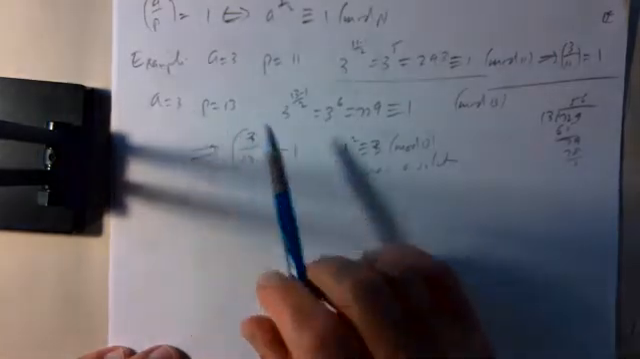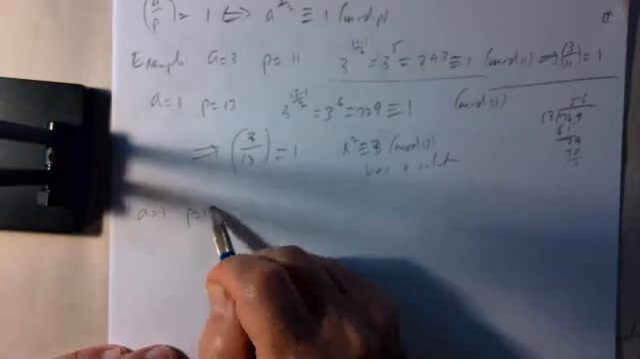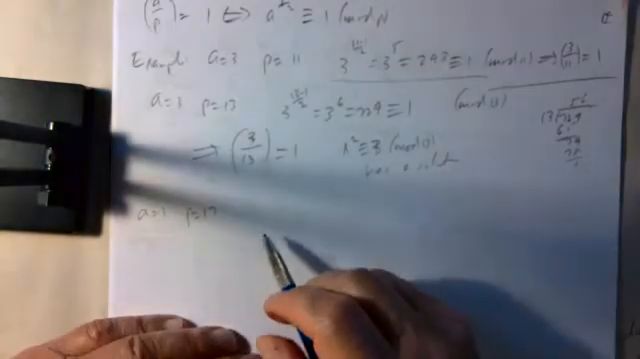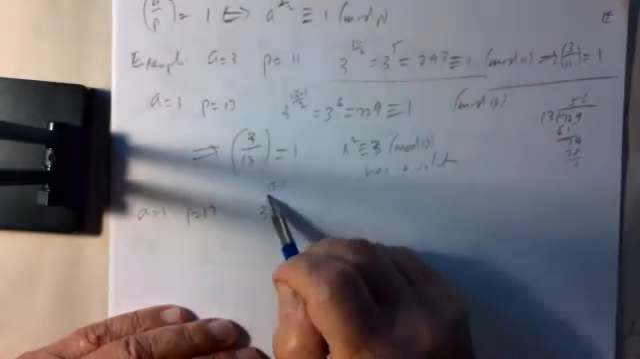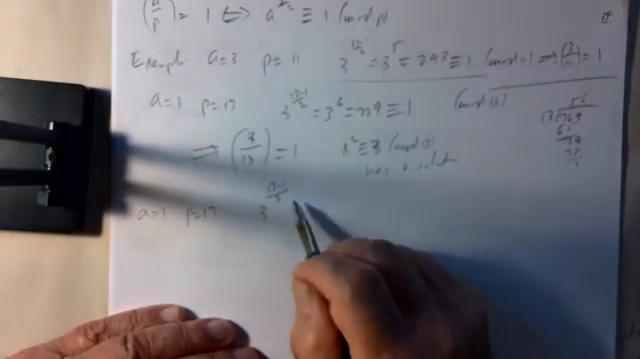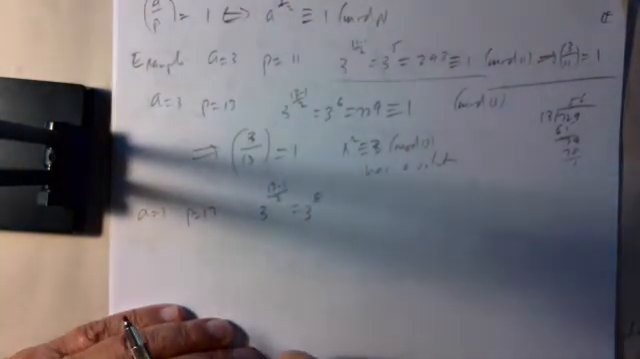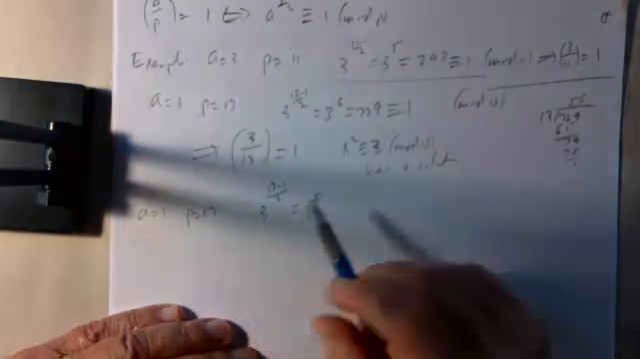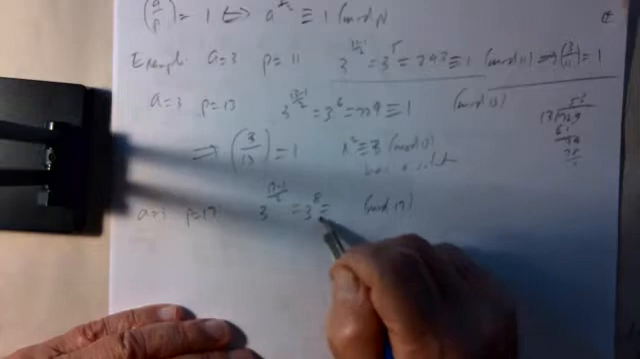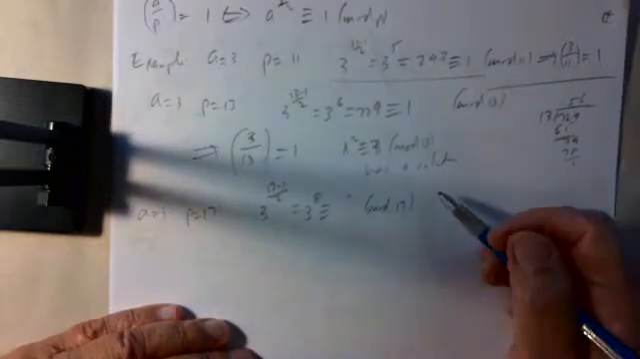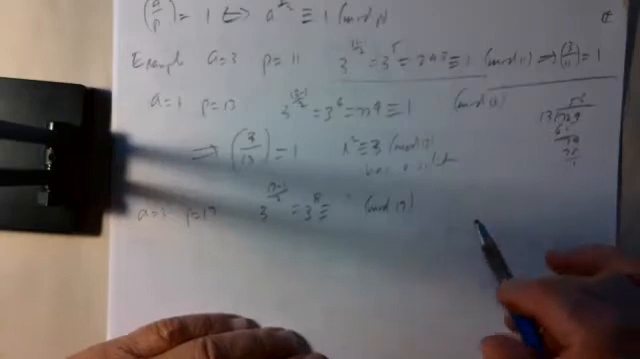Let's keep looking at 3. Let's try the next prime, 17. So we want to look at the congruence 3 to the (17 minus 1) over 2. 17 minus 1 is 16. This is 3 to the 8th. And we want to know what is 3 to the 8th mod 17. We know it's +1 or -1. Let's see, which one is it going to be?